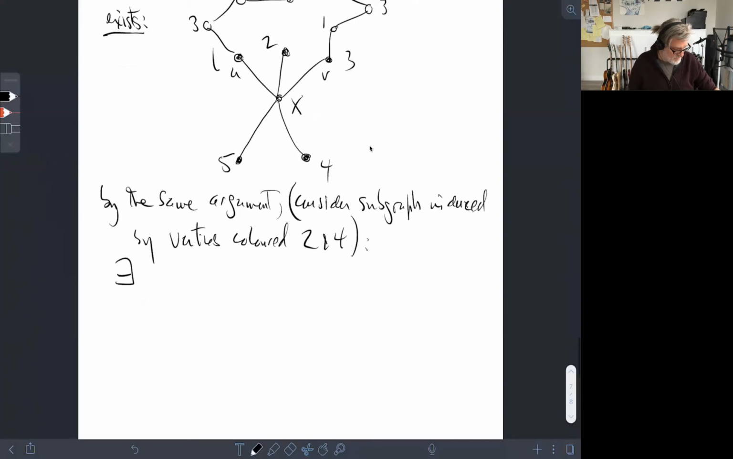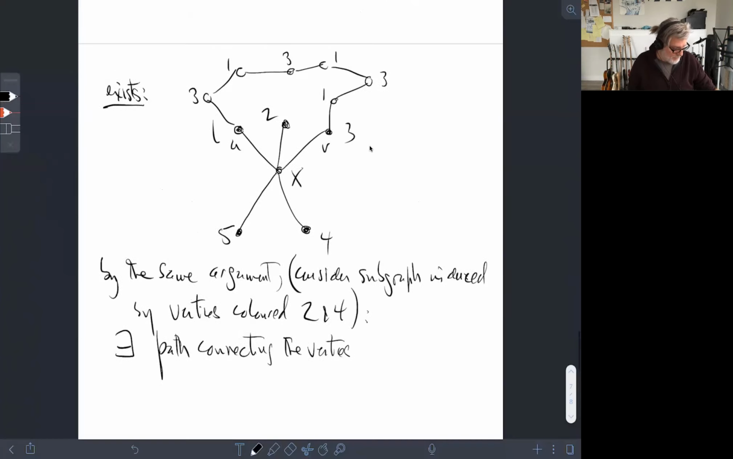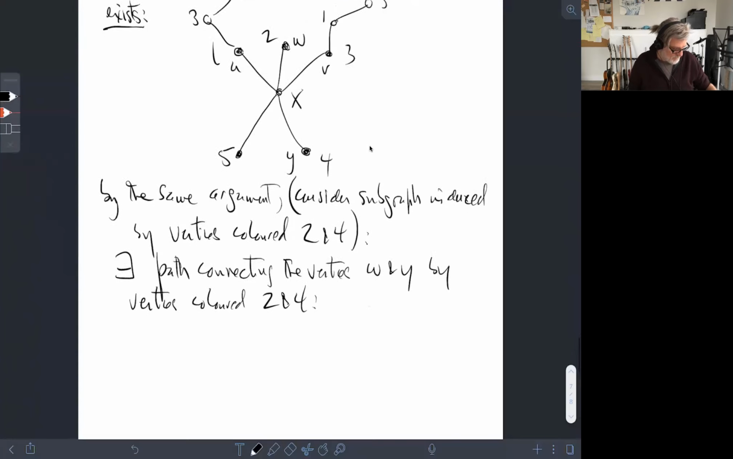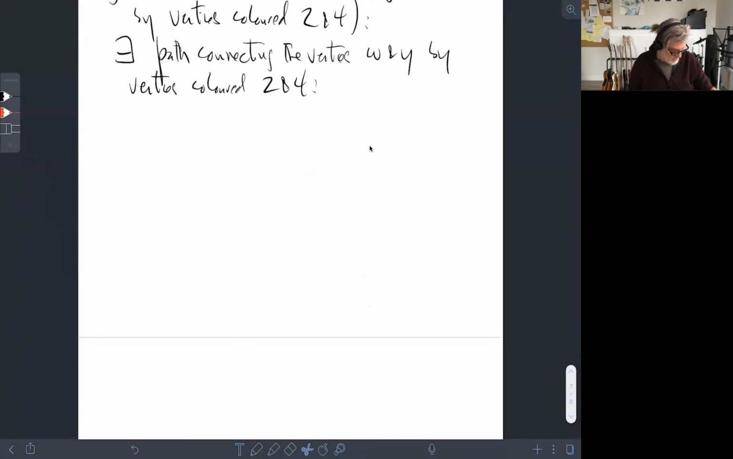So there exists a path connecting the vertices, let's call them W and Y, by vertices colored 2 and 4. Okay, so I have this situation.